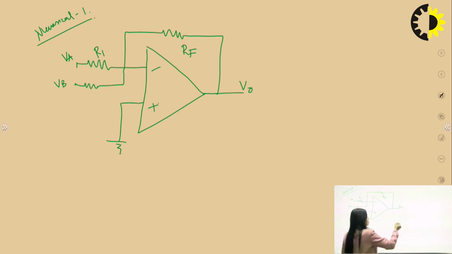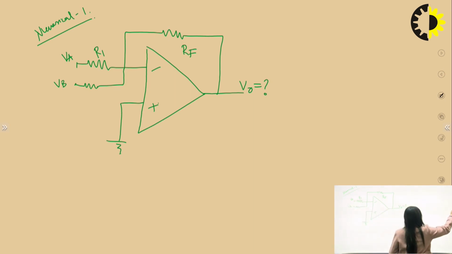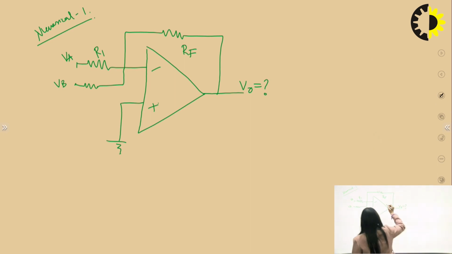Now in this numerical, we have to solve for the output voltage, that is VO. We have to solve for the voltage VO, what is the value for the output voltage. Okay, so here we will consider first of all the op-amp to be ideal, and then we will check whether this RF is given at the negative terminal or not. In this numerical, if we are checking, we can easily find out that RF is obviously at negative terminal.